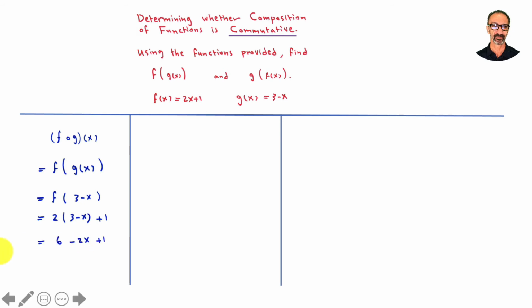Simplify, and that's my answer. Of course, I have 6 and 1, which is 7. 7 minus 2x is the final answer.